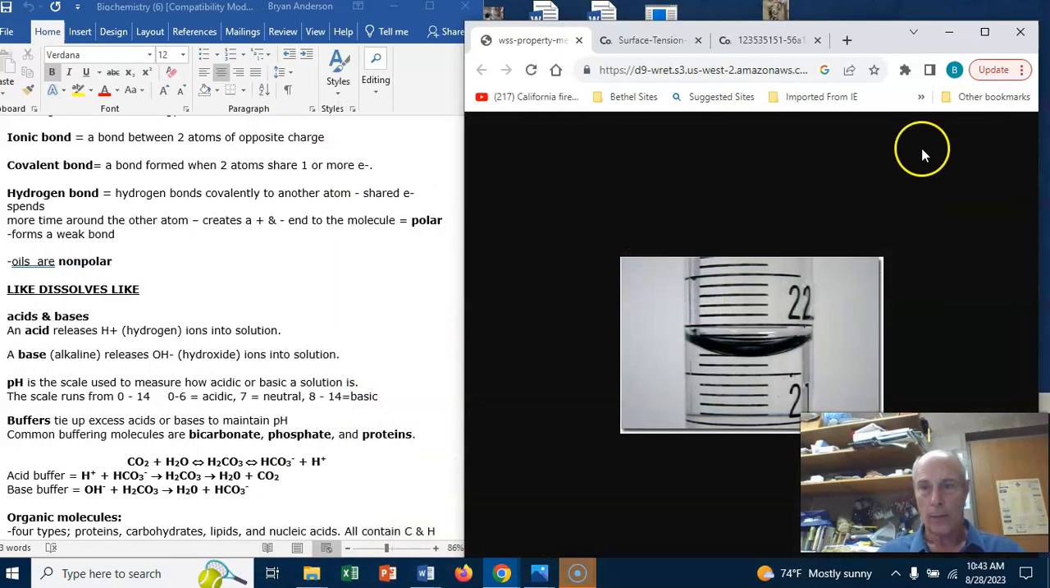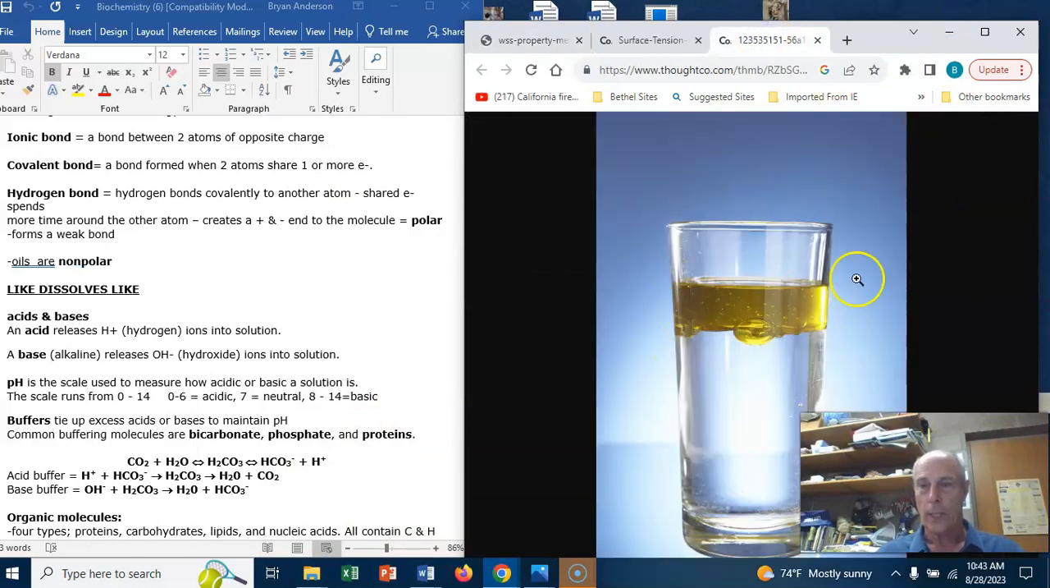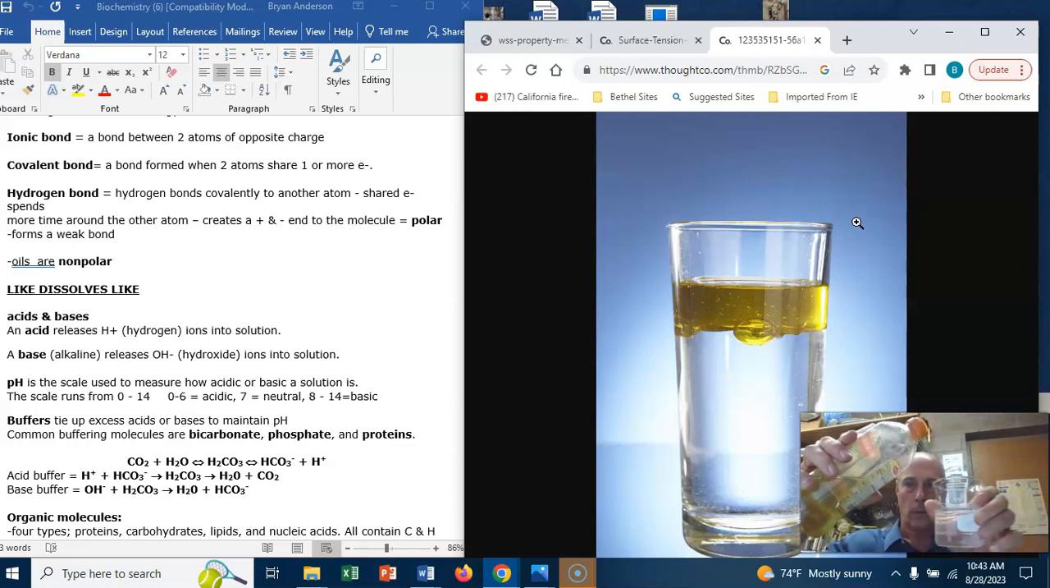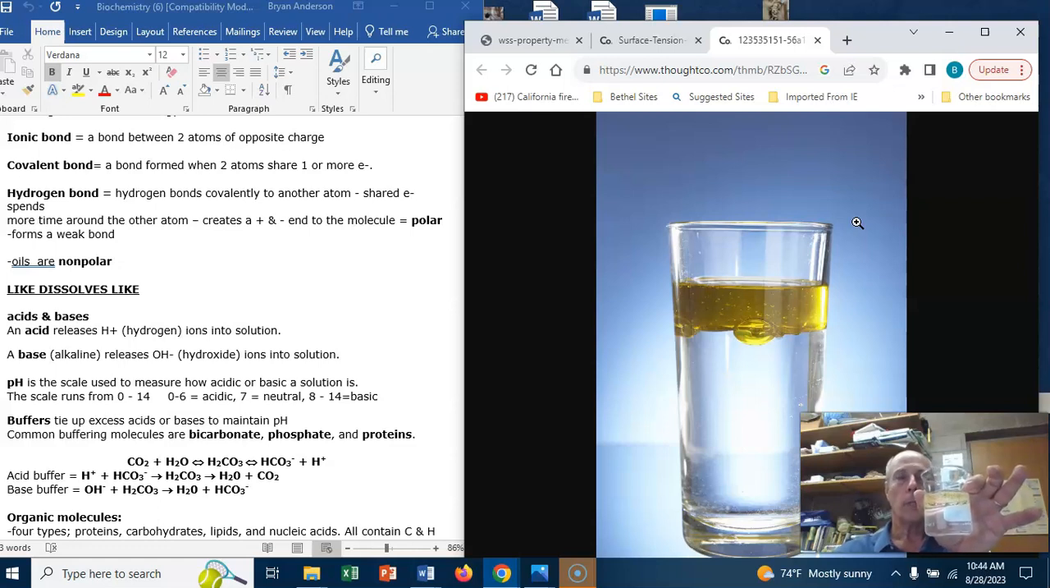And that's things like oils, like we're trying to show here, where oil and water separate. I just happen to have a little olive oil here, so we'll see if this will work. There we go, in front of the camera. Ta-da. Okay, and that's because oil is nonpolar and water is polar. They separate. They form two different layers.